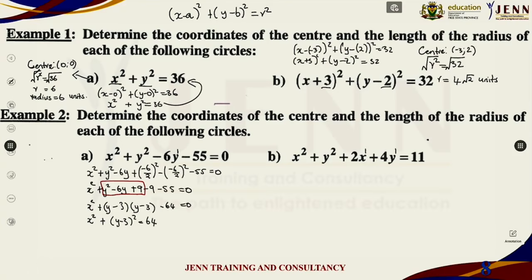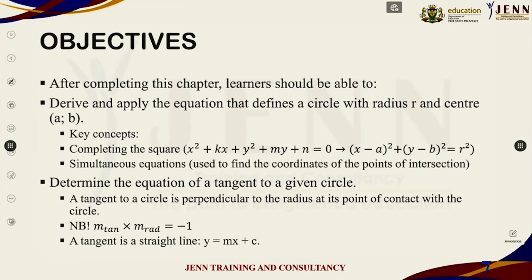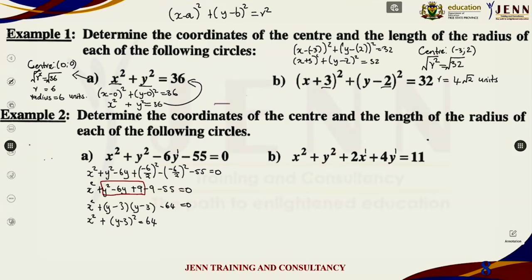Then we are now having the equation of a circle. Then we can now determine the coordinates of the center as well as the length of the radius.